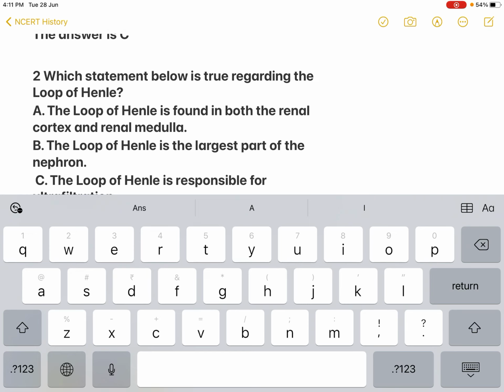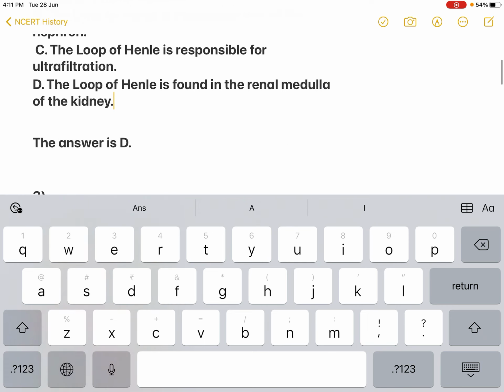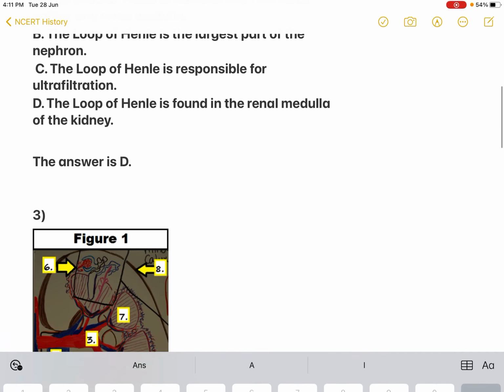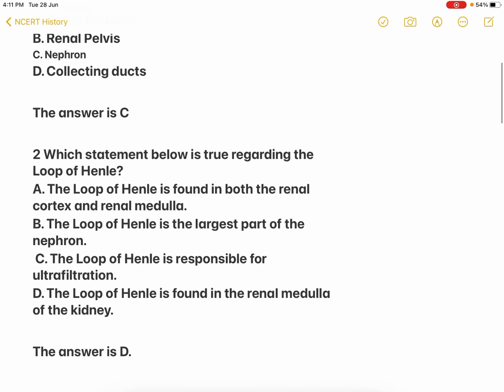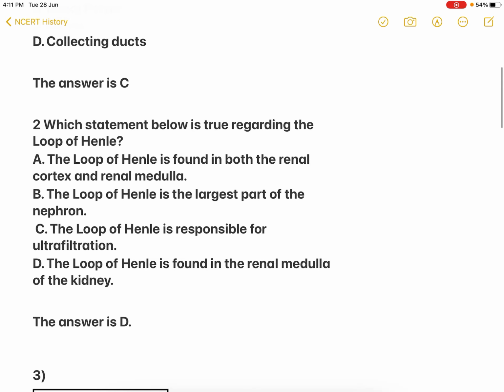Correct answer here is D. D is the correct answer because the loop of Henle is present in the medulla. Remember that the loop of Henle is present in the medulla.